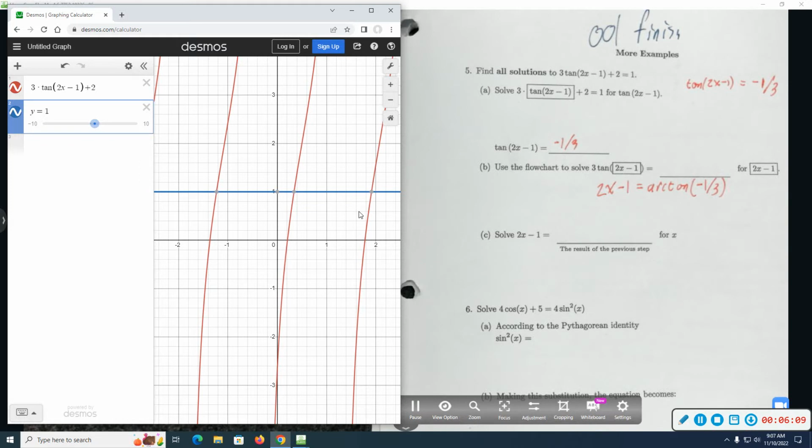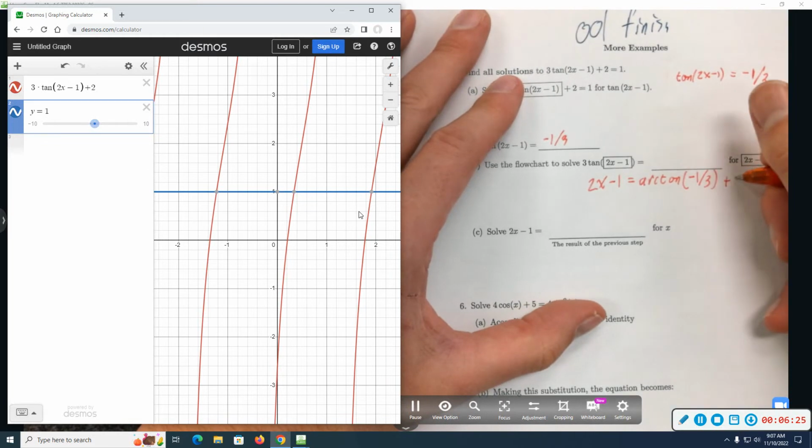What's the period of tangent? Pi. So what should I add to this? Plus any multiple of pi, plus pi k, because I don't know which multiple of pi I'm off by. There's no instruction here that says what quadrant a thing should be in. Plus pi k.